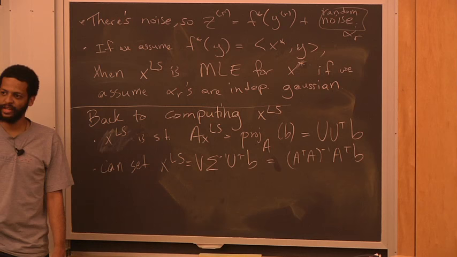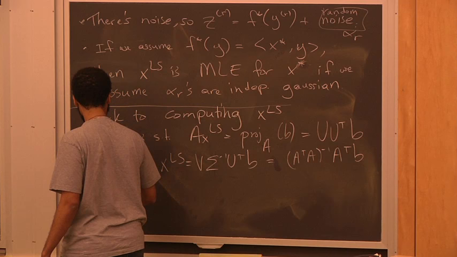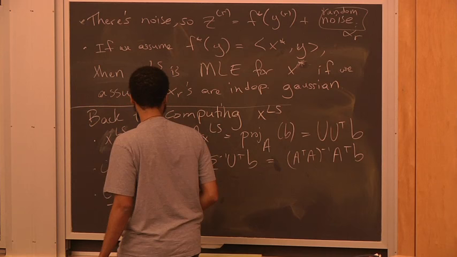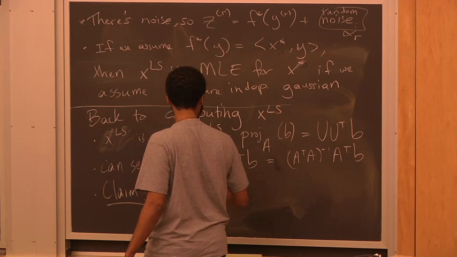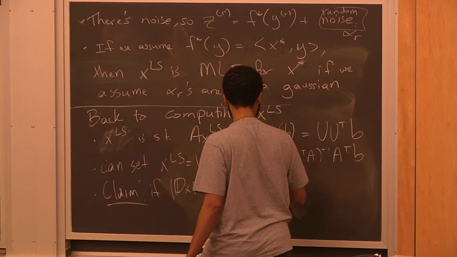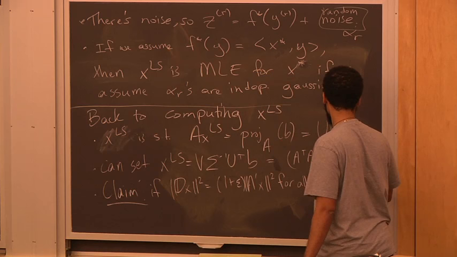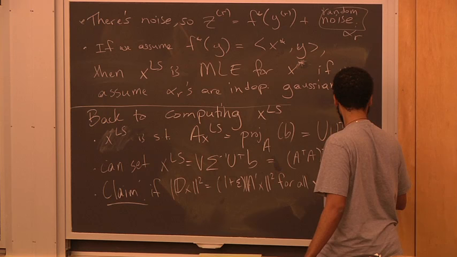Okay. Now, so claim: if the norm of Ax squared is equal to 1 plus or minus epsilon times the norm of A prime x squared for all x, where A prime is the matrix, you put an A, you put an A here, and then you put b there.